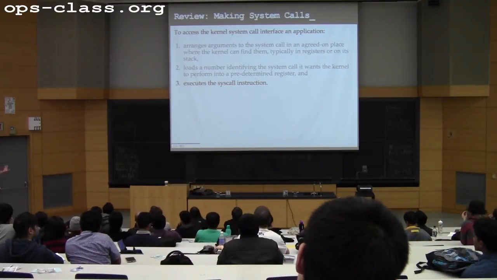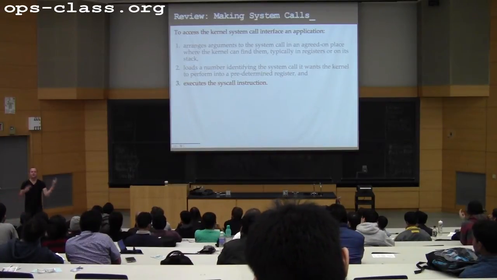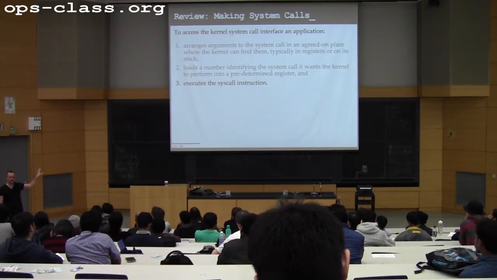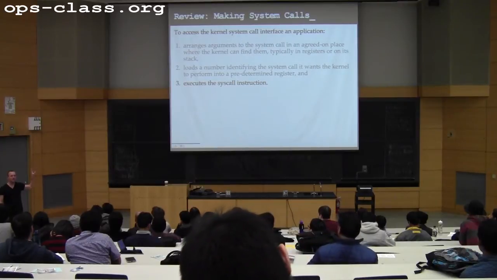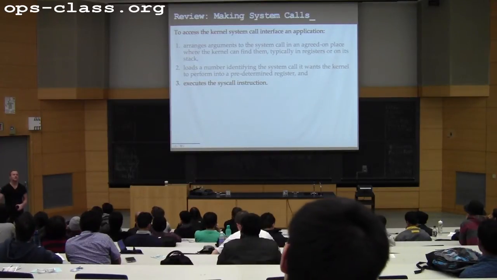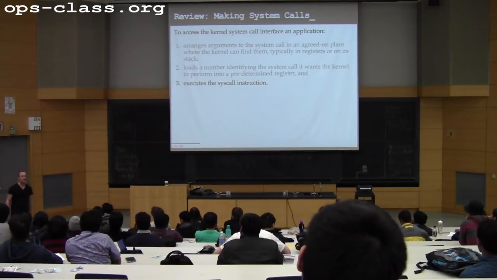The kernel uses the number I've loaded into a register to figure out what to do, and uses the arguments that I've loaded into registers or placed on the stack as inputs to the function. So this is, again, a lot like making a function call. The big difference is that we're crossing a protection boundary. I'm using a system call to get into the kernel, which is now executing in privileged mode. But in a lot of ways, this is fairly similar to how you make a normal function call.